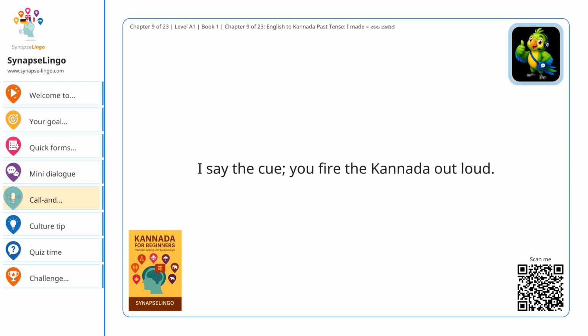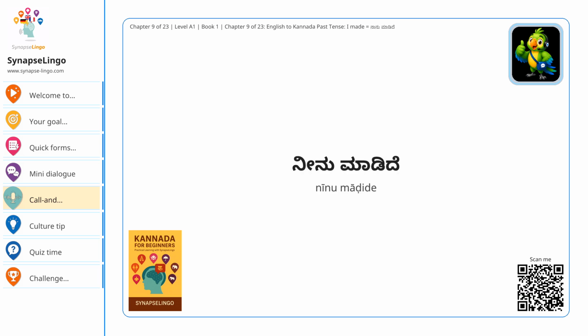Call and response drill. I say the cue, you fire the Kannada out loud. Say, I made. ನಾನು ಮಾಡಿದೆ. Say, you made, singular. ನೀನು ಮಾಡಿದೆ. Say, she made. ಅವಳು ಮಾಡಿದಳು. Say, it made. ಅದು ಮಾಡಿತು. Say, we did. ನಾವು ಮಾಡಿದೆವು. Say, you, plural, made. ನೀವು ಮಾಡಿದಿರಿ. Base verb, make, do.